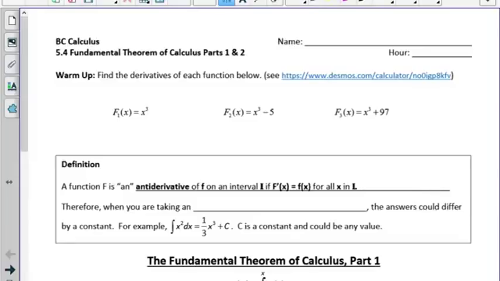The following video is on the fundamental theorem of calculus, parts 1 and 2. For the warm-up, find the derivatives of each function below. Hopefully you found the derivative of each function below.